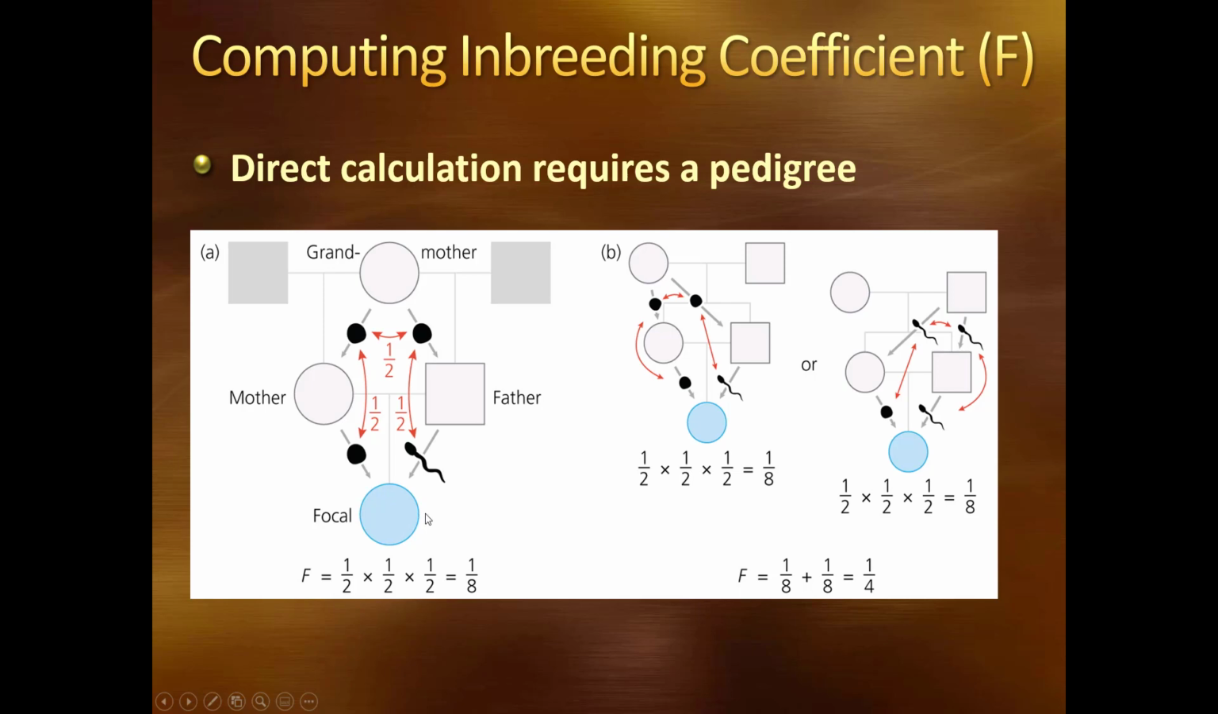So if we follow this back, we end up with 1/2 times 1/2 times 1/2 if we follow each of those sections, and we end up with 1/8.